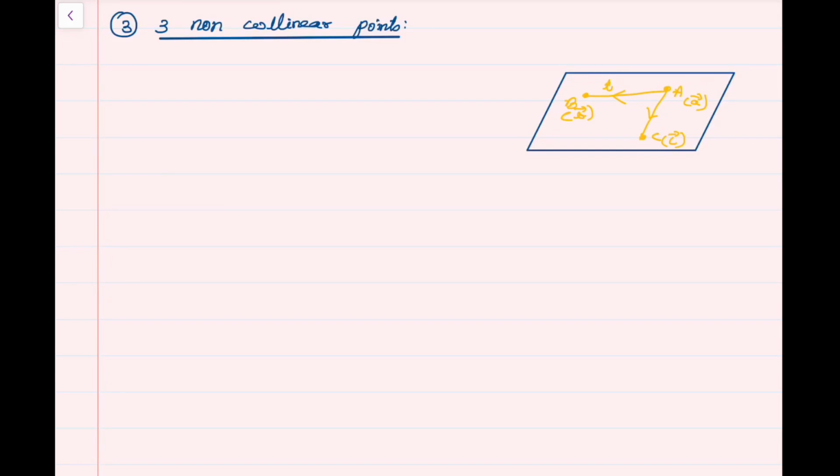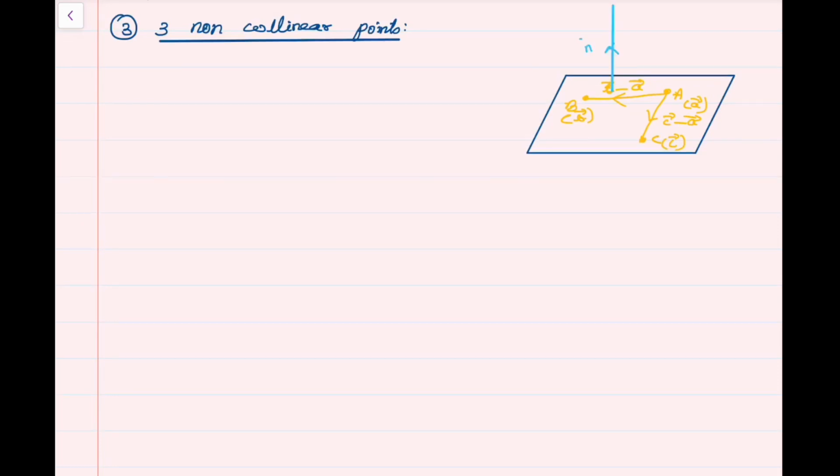Vector AB is vector B minus vector A, and vector AC is vector C minus vector A. If we do the cross product of these two vectors, it will be perpendicular to the plane, which can be taken as the normal vector. Therefore, vector n is B minus A cross C minus A.